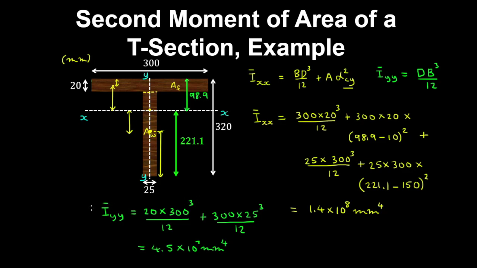And here there's no parallel axes terms because the centroid of the flange and the web coincide with the centroid of the section. And as we can see, the second moment of area about the y-axis of the centroid is much smaller than that of the second moment of area about the horizontal axis, because there's a larger distribution of area in the vertical direction.